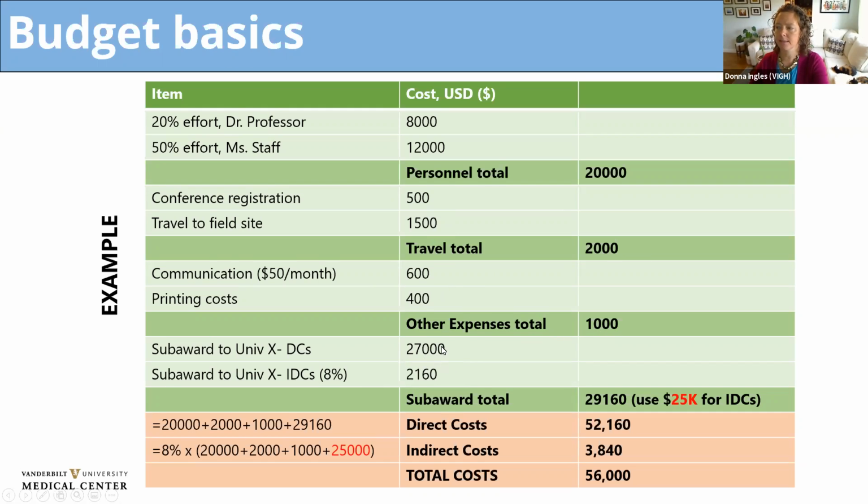And then you can see this subaward. And so the subaward total is over $25,000. So when you calculate the indirect here, and you're calculating 8% times your direct cost, you're only including the 25,000 of this and not the other $4,150. So this is an example. You'll have it in your slides so you can go back and look at it. But so this is how these costs are usually calculated.